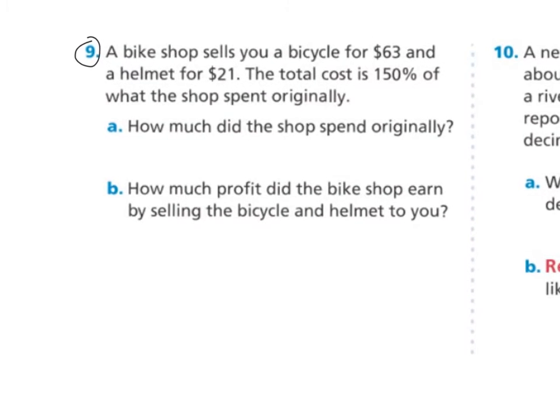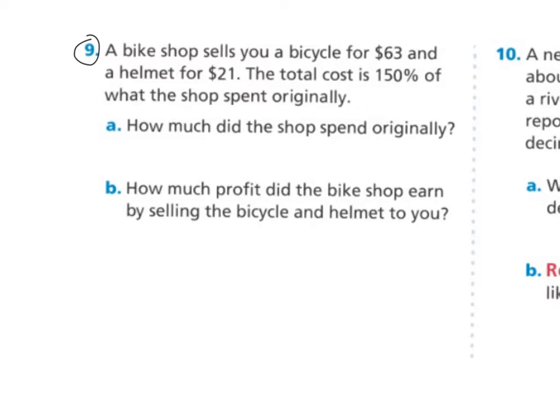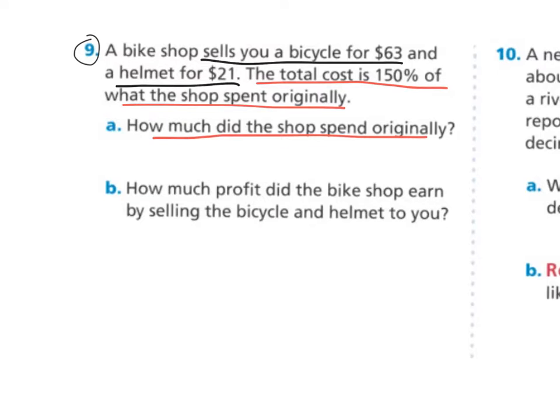Number 9, a bike shop sells you a bicycle for $63 and a helmet for $21. Total cost is 150% of what the shop spent originally. How much did the shop spend originally?